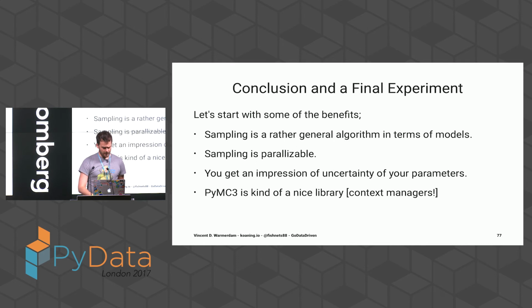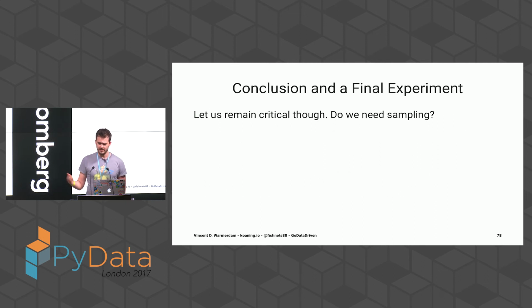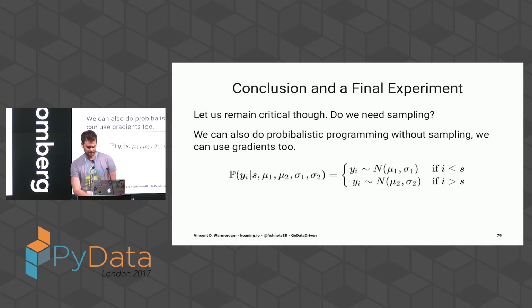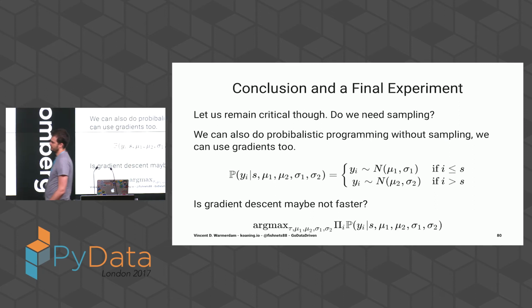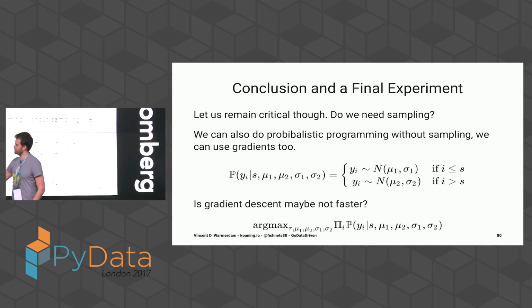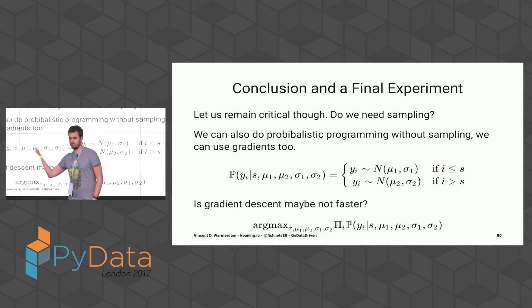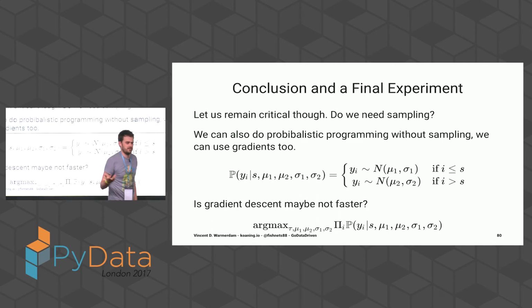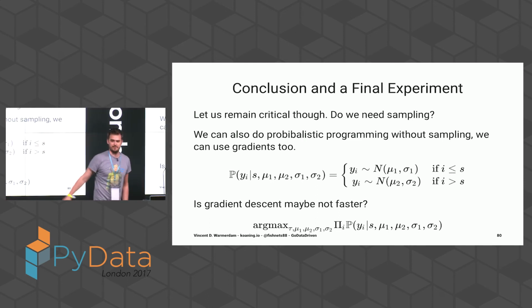So I hope that by now I gave you an intuitive glimpse of why sampling algorithms are nice, and that PyMC3 might be a nice library to play with. I will end on a more critical conclusion, though, because I have shown you all the benefits of sampling. But let's be critical and wonder, can we also do this in a different way? Do we need sampling? If this is the mathematical system that we have, I can also see this as some sort of function where these are parameters that I have to optimize. I can maybe just say, hey, just do gradient descent in that space.